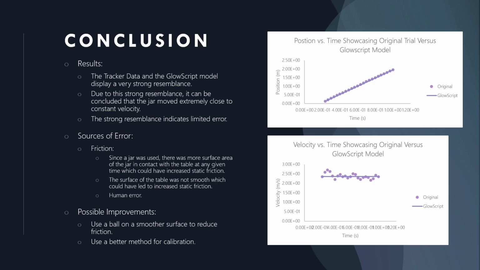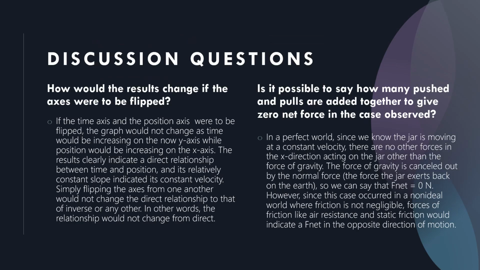If the time and the position axis were to be flipped, the graph would not change, as time would be increasing on the now y-axis while position would be increasing on the x-axis. Those results clearly indicate a direct relationship between time and position, and its relatively constant slope indicates its constant velocity. Simply flipping the axis from one to another would not change the direct relationship to that of inverse or any other. In other words, the relationship would not change from direct.